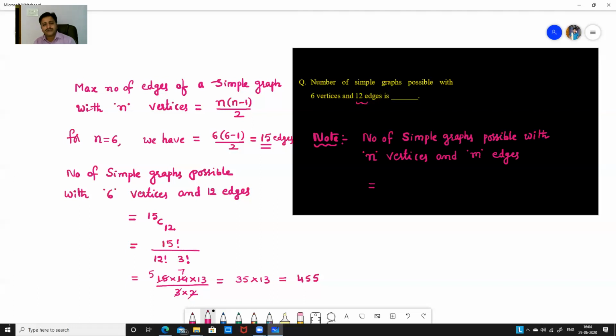number of edges are possible, maximum number of edges are possible. How many maximum number of edges are possible? N into n minus 1 by 2 maximum number of edges are possible. From that we can choose m edges. So that is the formula for finding number of simple graphs possible with n vertices and m edges, right? You please remember that formula.